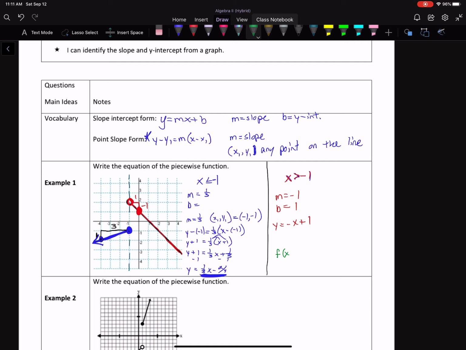We're going to start off with f of x equals, then we're going to do the sweet little curly bracket. I'm going to put my first equation up top, so we had 1/3 x minus 2/3, comma, if x is less than or equal to -1. It's only good then, so you have to make sure to include that domain restriction. Then we put the second equation, negative x plus 1, if x is greater than -1. And there you go, finding two equations and writing a piecewise function. Final answer.